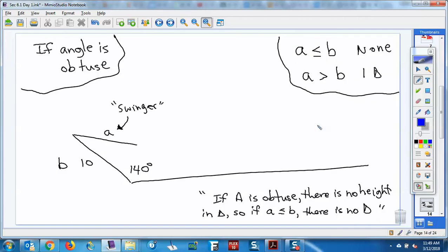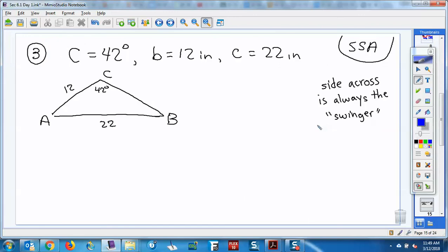Now, the other scenario we said, we're not going to write on this right now, but if that angle down there is obtuse, then you can only have 1 if A is greater than B. But if A is too small, you got none. So if A is less than B, we don't have to worry about the height. There is no height, because the height would be outside the triangle out here, right? So if A is littler than B, it's just going to be out here swinging, and it's not going to make a triangle. But if A is more than B, then it'll hit down here somewhere. We'll just have 1 triangle. Okay. All right.